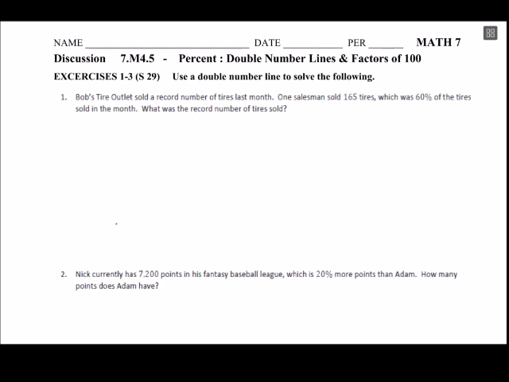Bob's Tire Outlet sold a record number of tires last month. One of our salesmen sold 165 tires. We're told that this is 60% of the tires sold that month. We want to know what was the record number of tires sold.